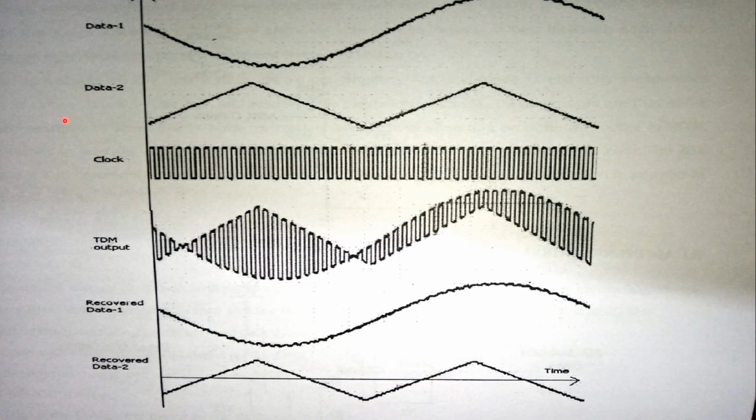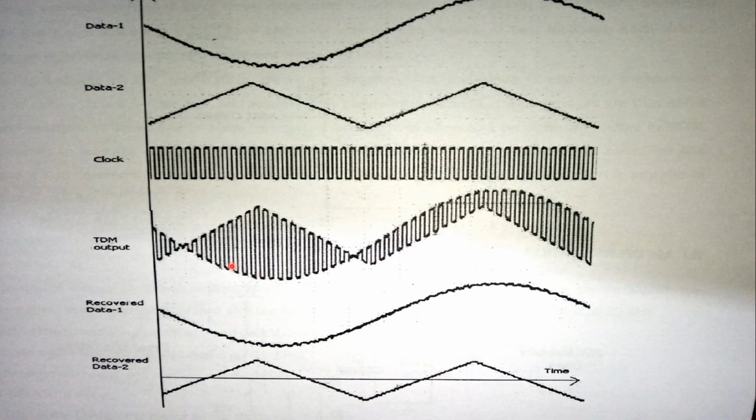So these are the waveforms. The data 1 sinusoidal signal of 200 Hz, data 2 a ramp signal of 400 Hz, and a 20 kHz 7 volt clock signal, and the time division multiplexed output. These two signals are multiplexed for time slots of these positive and negative clock cycles. For positive half cycle we get the sine at the output, negative half cycle we get ramp. Again for the positive half cycle we get sine, and for the negative half cycle we get ramp.